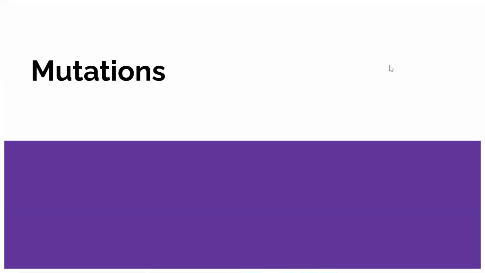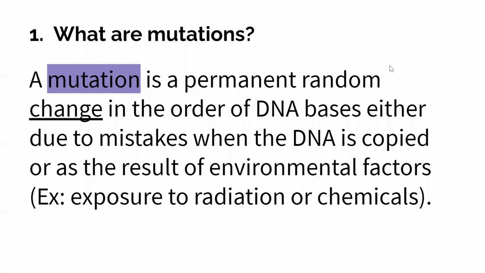their DNA, we've covered how cells make proteins. But now we're going to cover what happens when there are changes in the DNA strand. So a mutation is what happens when changes happen to the DNA strand. And a mutation is a permanent random change in the order of the DNA bases.